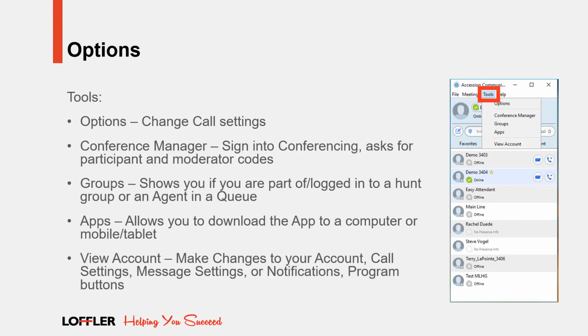From the Tools tab, I can access Options to change my call settings, the Conferencing Manager to sign into conferencing. This asks for participant and moderator codes. Groups shows you if you are part of or logged into any hunt group or agent in a queue. The Apps allow you to download the app on a computer, a phone, or a tablet. The View Account, you can make changes to your account, your call settings, manage settings or notifications, and program buttons.